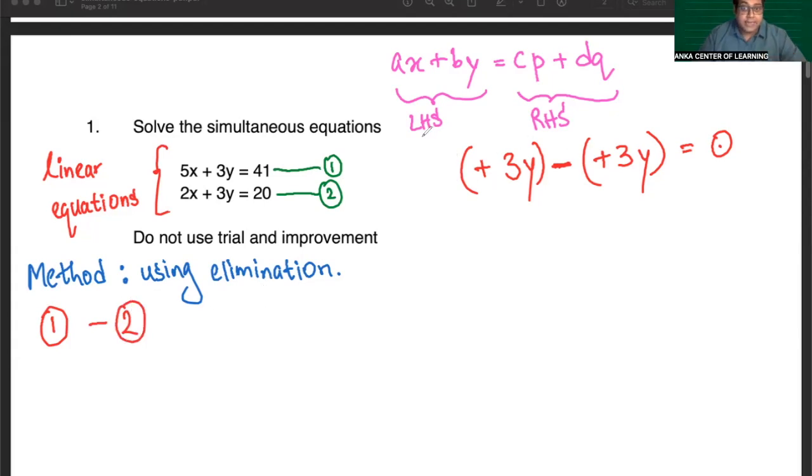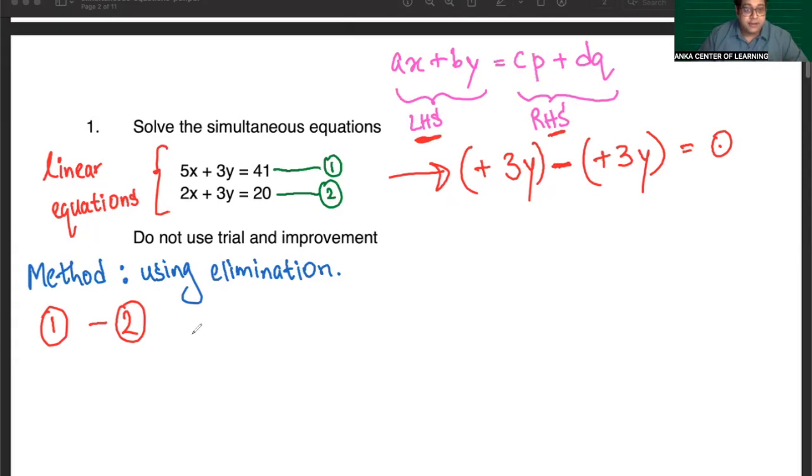Now you need to carefully look into your LHS and RHS. I'm going to write it like this. Equation 1 minus equation 2, because our objective is to cancel out plus 3y. When you have the same signs, plus and plus here, how do you get to 0? By subtracting the two equations in this case.